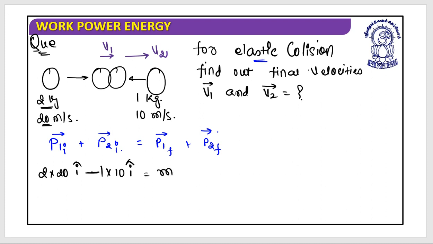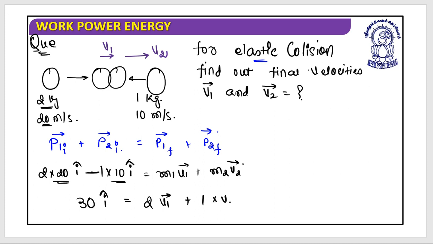That should be equal to m1 into v1 plus m2 into v2. If I solve this a little, it's 40i minus 10i, so that should be equal to 30i. That should be equal to mass 1, which is 2, into v1, plus m2, which is 1, into v2. I hope this is clear.